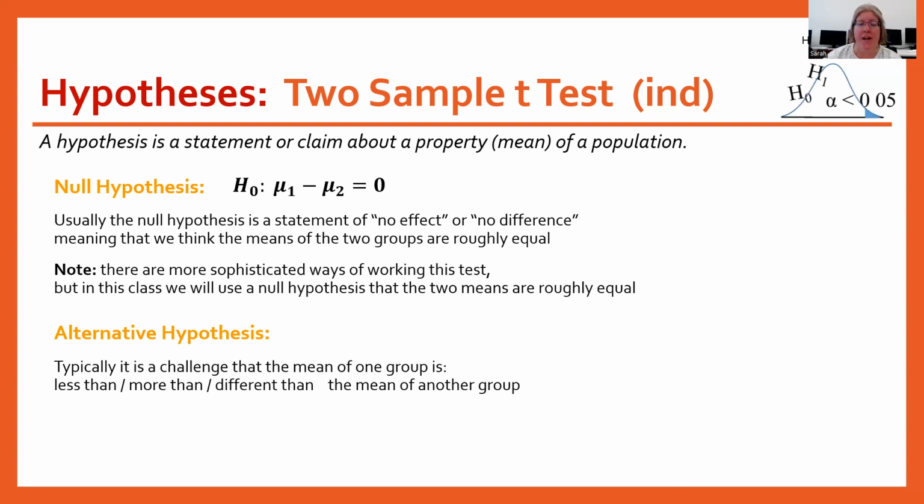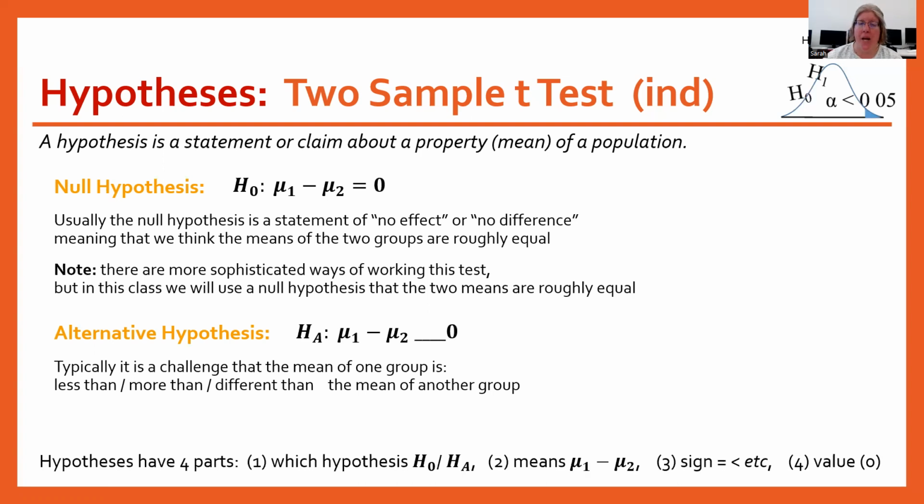Okay, so our alternative is also going to be of the form mu1 minus mu2, and then we'll use either a less than, more than, or different than 0. And then lastly, as always, hypotheses have 4 parts. You want to indicate which hypothesis you have, either the null or the alternative. You're going to have a statement about the means, so in this case, mu1 minus mu2. Then you'll have a sign: equals to, less than, greater than, not equal to, and then a value. So for a two-sample t, that value is always going to be 0 in this class.